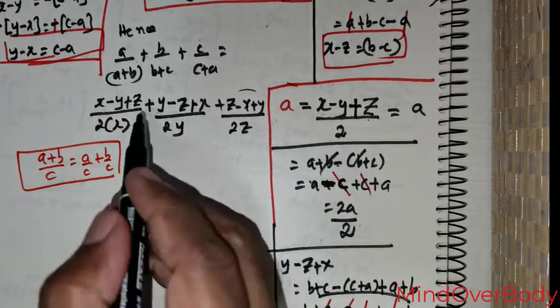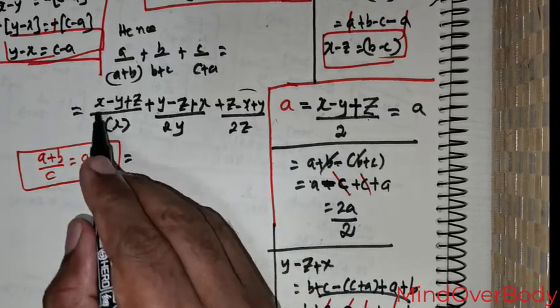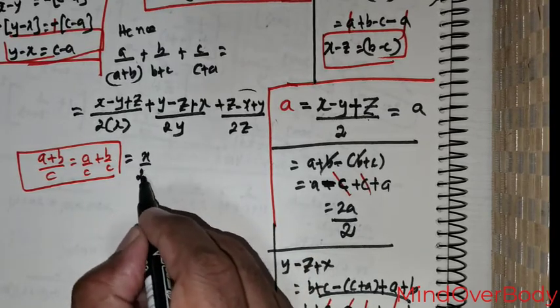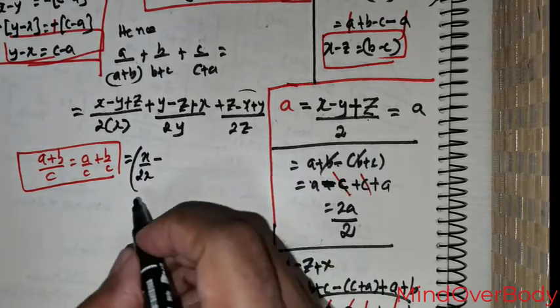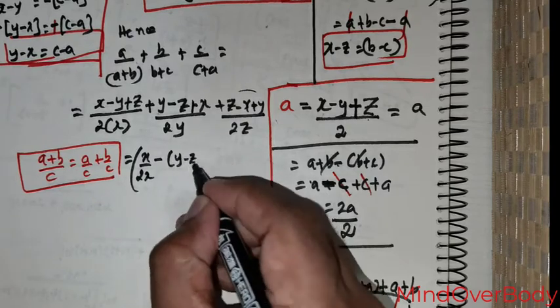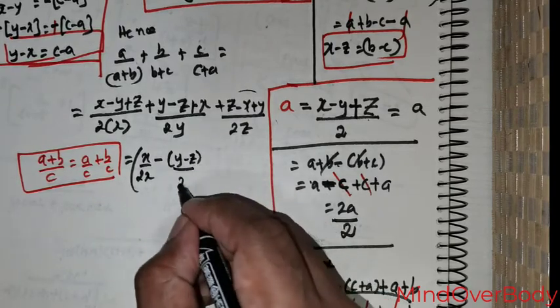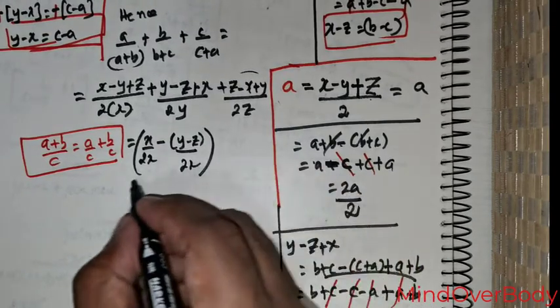So I wish to rewrite this in this fashion. So this is equal to, I want to write this as x over 2x. This is one component, and if I were to take a negative sign out, this is going to be y negative z divided by 2 times x. So this is one component, right? So I have a positive sign.